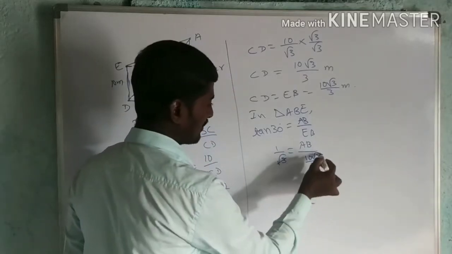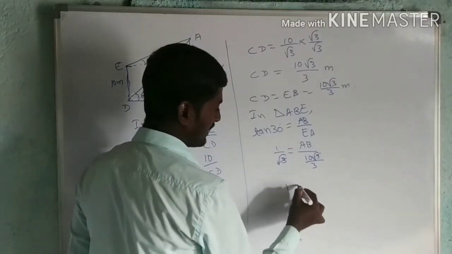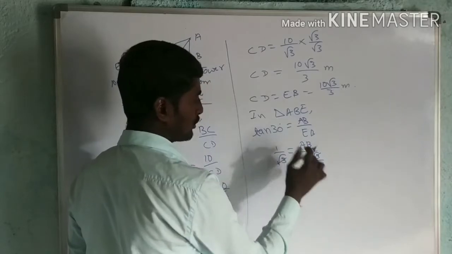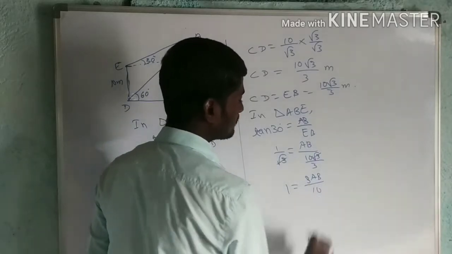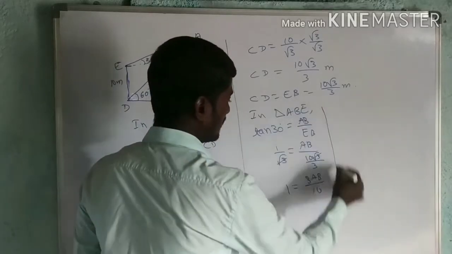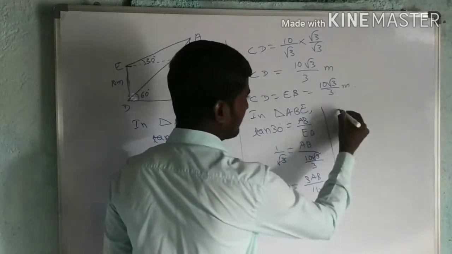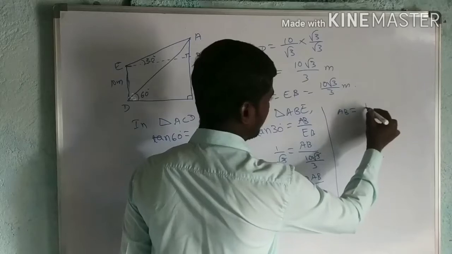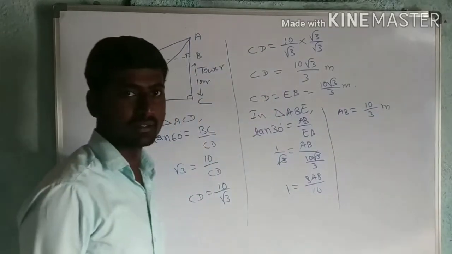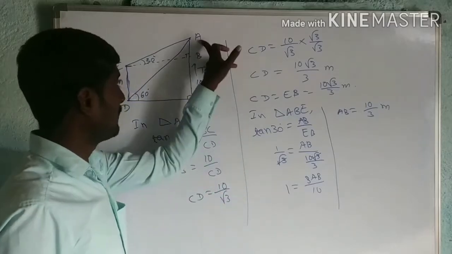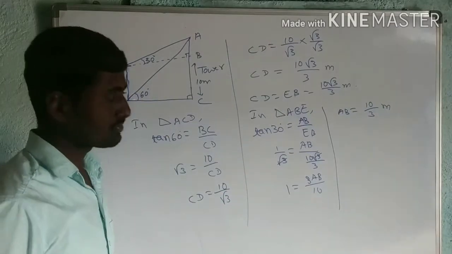Now root 3 will get cancelled. Left side 1 is there, and this 3 goes to the numerator: 3AB divided by 10. Now, by cross multiplication, AB here I am getting as 10 divided by 3 meter. AB I got. BC I know.